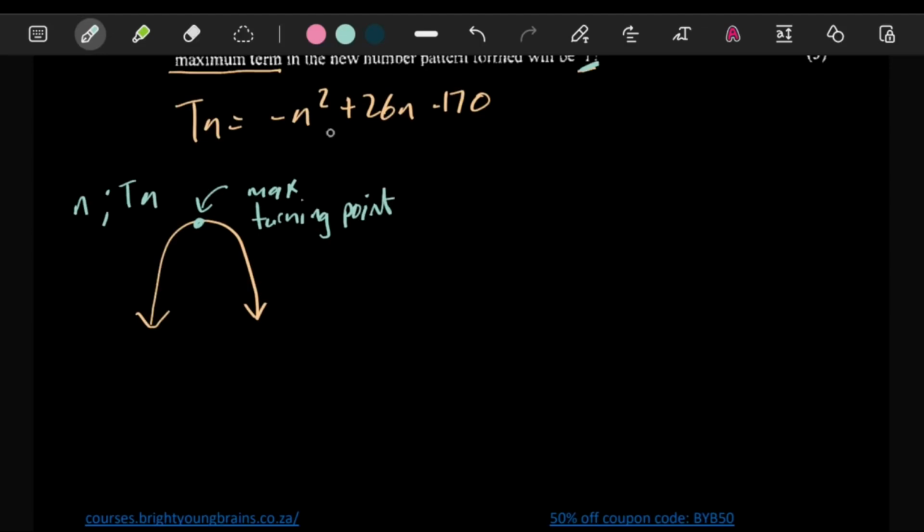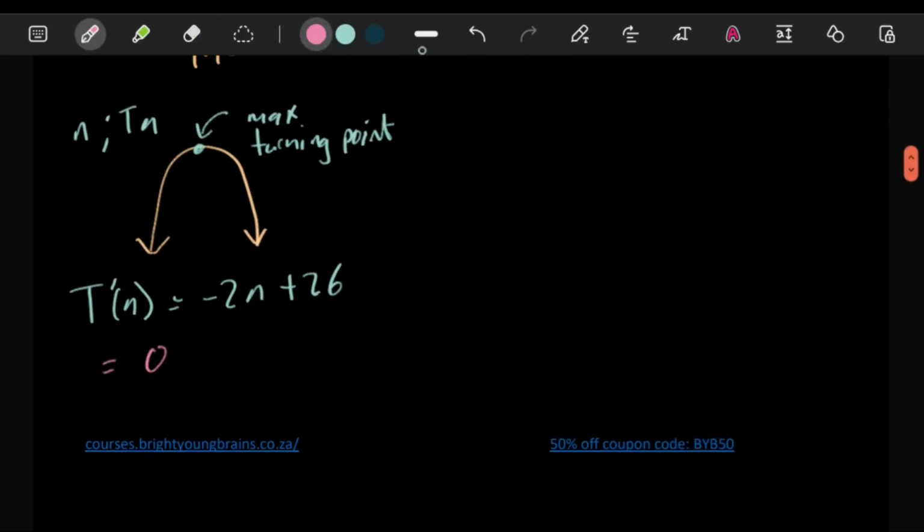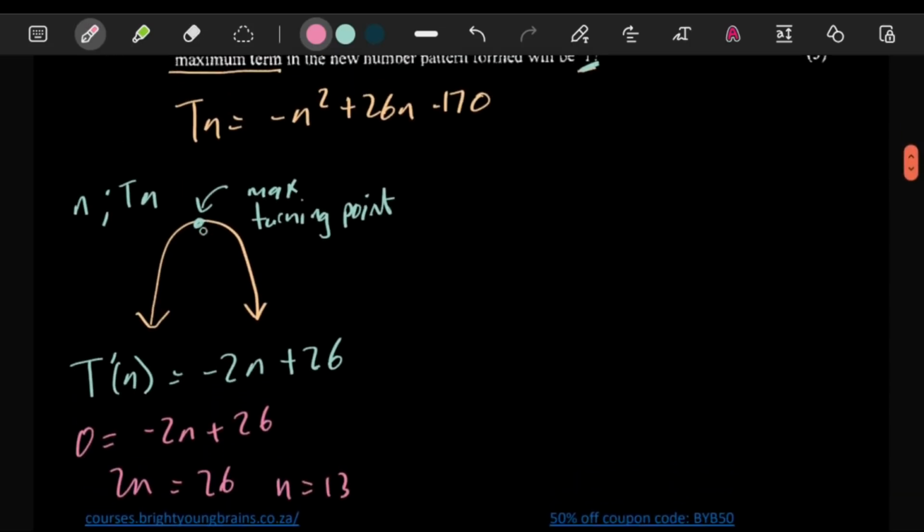The original highest value, we can get by taking the first derivative. So let's get the first derivative. This is -2n plus 26. Because whenever they speak of maximum or minimum, just differentiate and equate to 0. Works like a charm. So n here is 13. Where n is 13, that's where we'll get the maximum value for the original one. So let's see what that maximum value is.